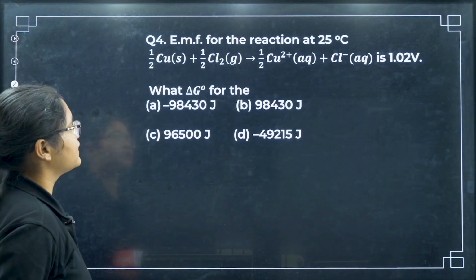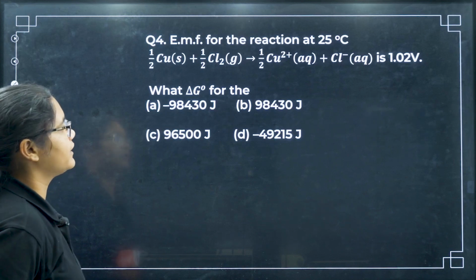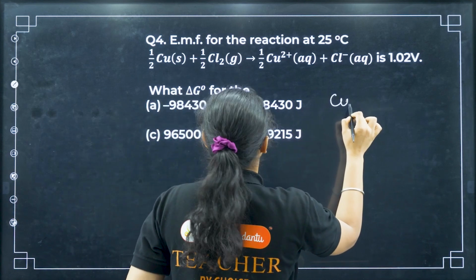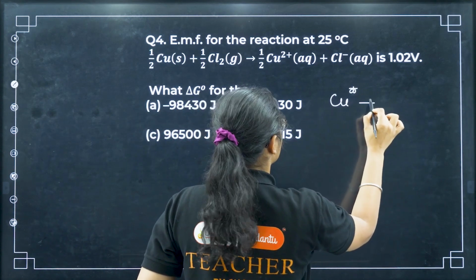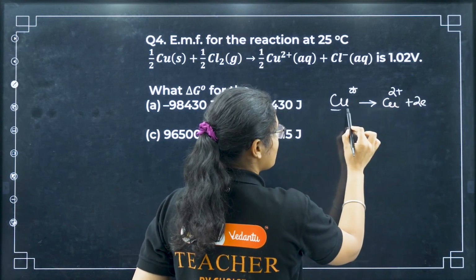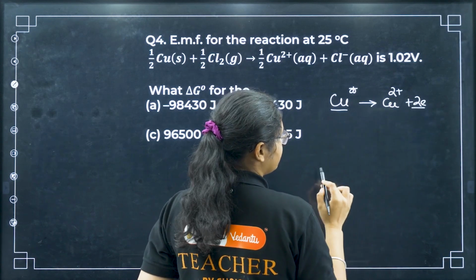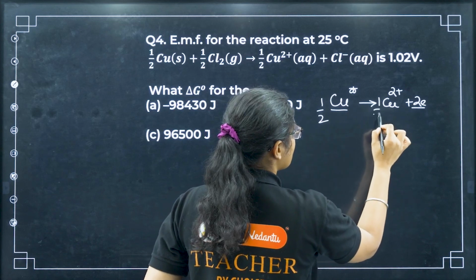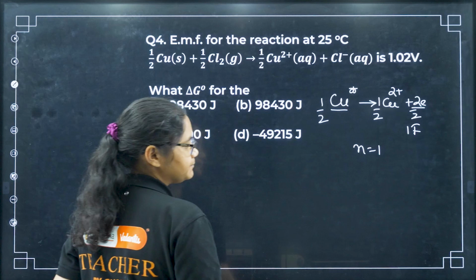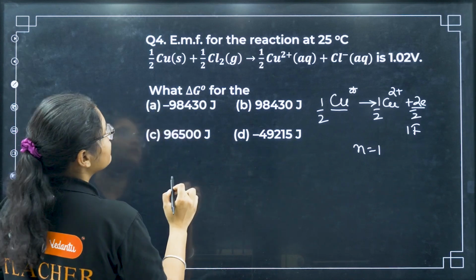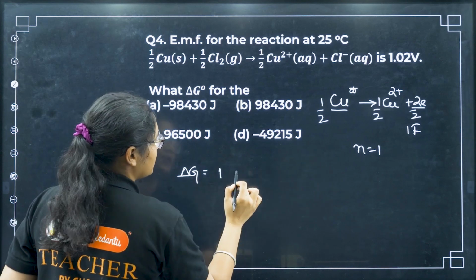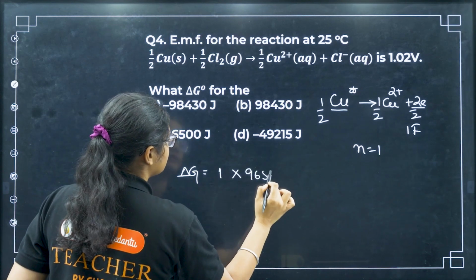Next, EMF for the reaction is given, then we have to calculate the delta G for this reaction. Very simple. So you can see that if I have copper to copper 2 plus plus 2 electrons, this is when 1 mole of copper is there, I need 2 moles or 2 Faradays of electron. If I have half moles, then I will require 1 Faraday. So I can say that N is equal to 1 here. So we have to calculate delta G. N is equal to 1 because it is half mole, 96500.